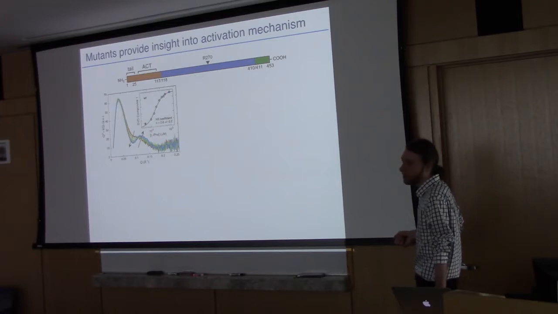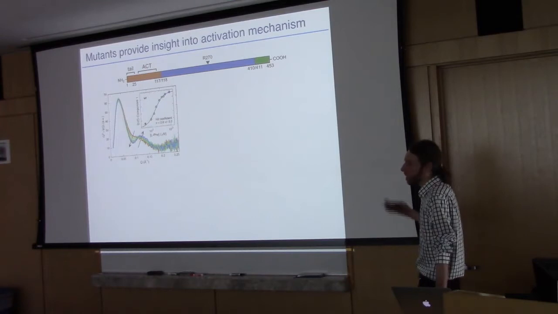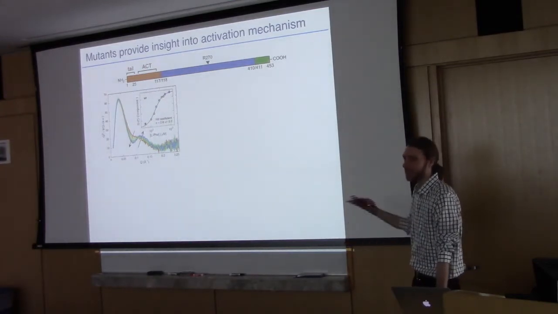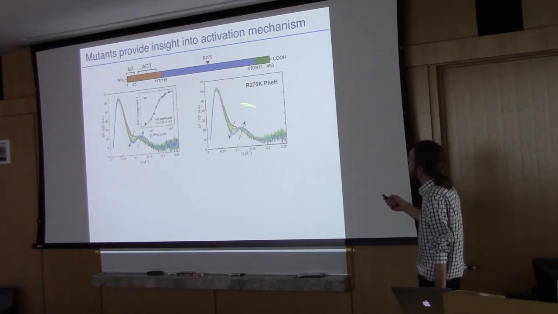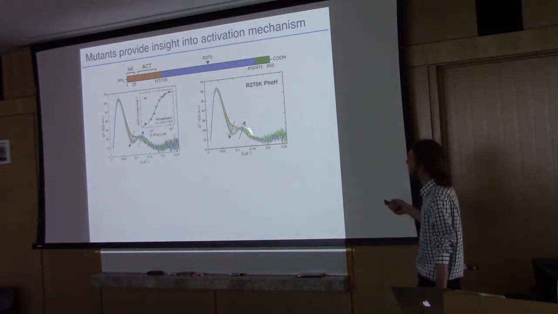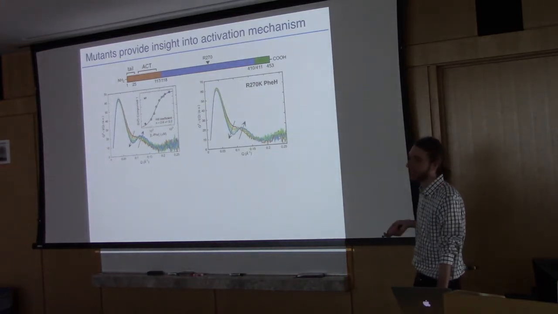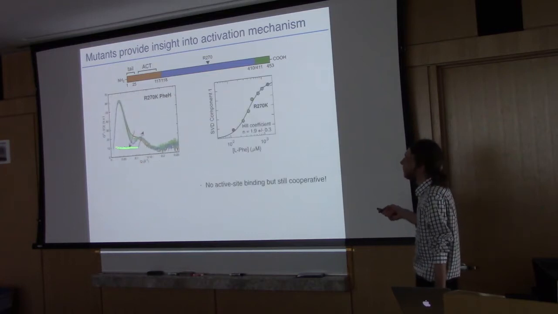We also looked at some mutants. This is often a good way to try and work out what's happening: you have a hypothesis, you do a mutation, and you see the effect using SAXS. So this was an active site mutation, which knocks out binding of phenylalanine to the active site. And you see the same cooperative activation still occurs. That means that phenylalanine is not binding the active site in this activation. And you still get a cooperative transition.